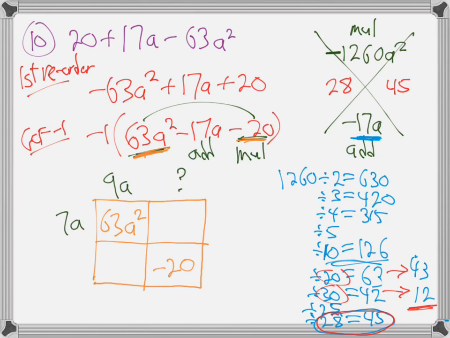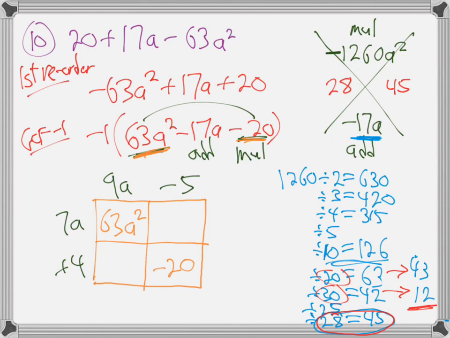What times what makes negative 20? Well, probably a 5 and a 4, huh? One of them's got to be negative. I don't know which one. Just try them out in different orders. Like maybe it's a negative 5 here and a plus 4 there. Or maybe it's a plus 4 there and a negative 5 there. Or vice versa. Maybe the 4 is negative and the 5. Whatever. There's about 4 different combinations. Try them. See what works.